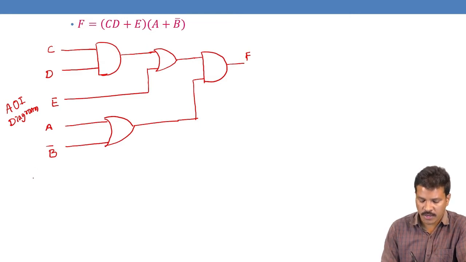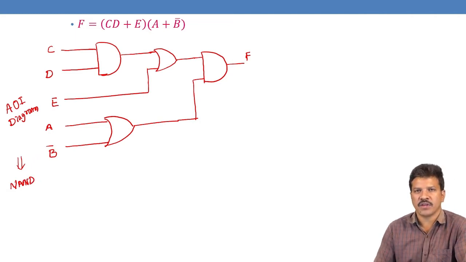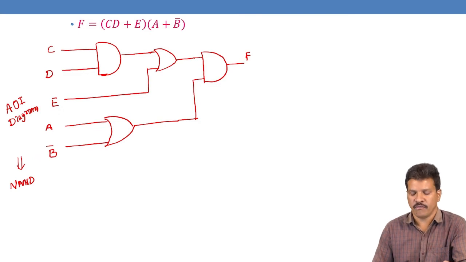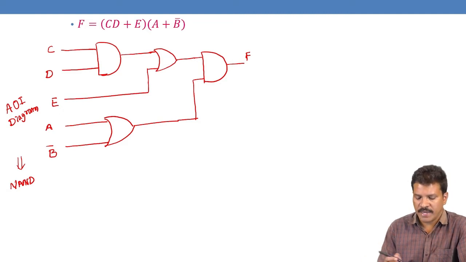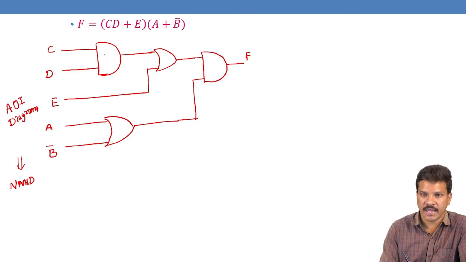Now, how to convert to multi-level NAND implementation? By following these procedures, first draw the diagram. We just did this AOI diagram, and then replace the AND gates with AND with bubble, and replace the OR gate with the bubbled OR gate. So I am replacing the diagram now.